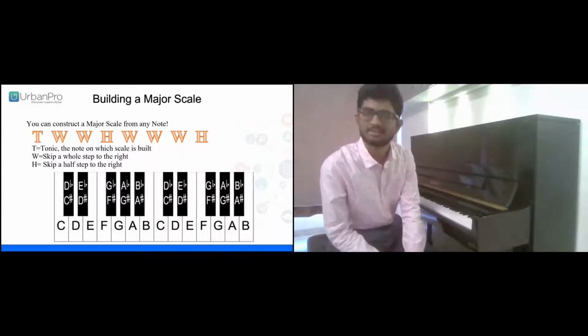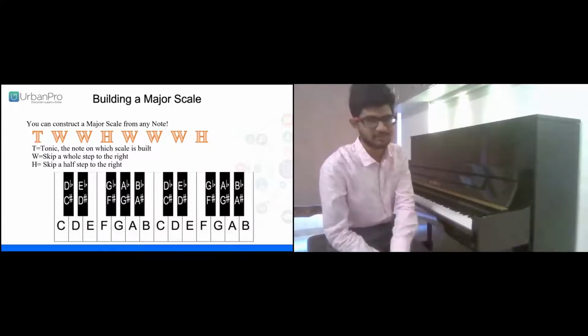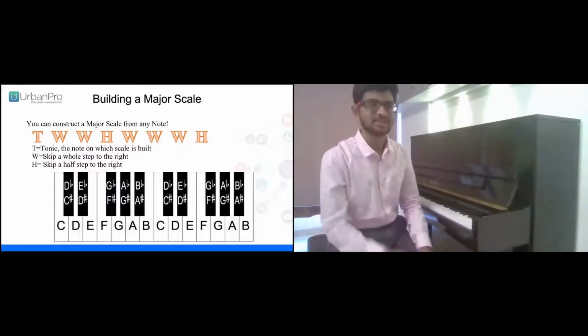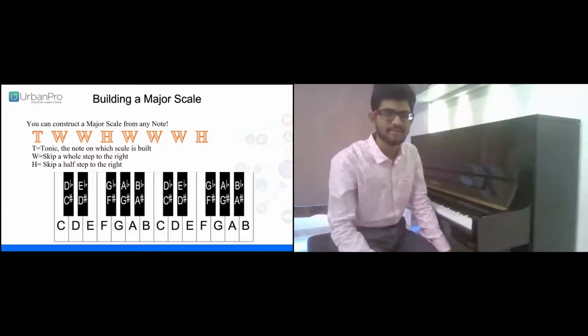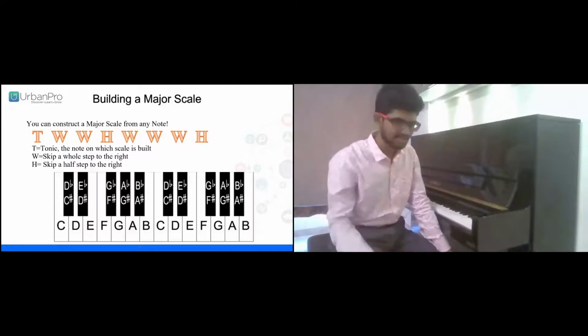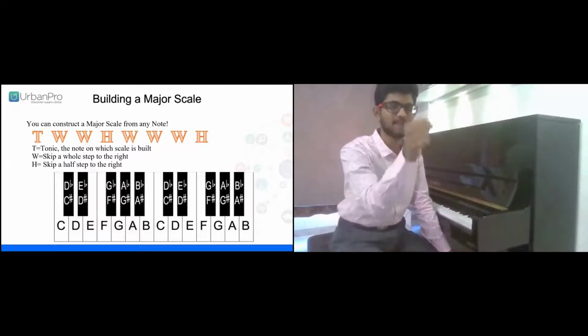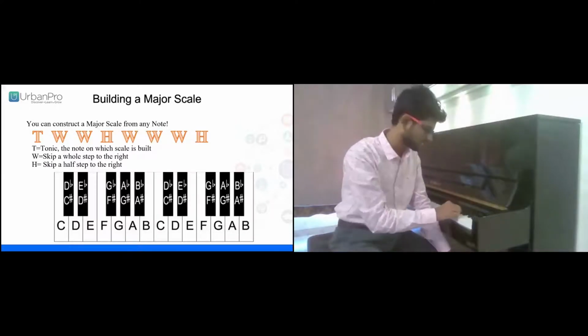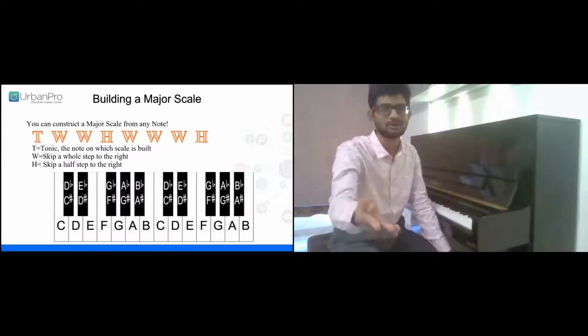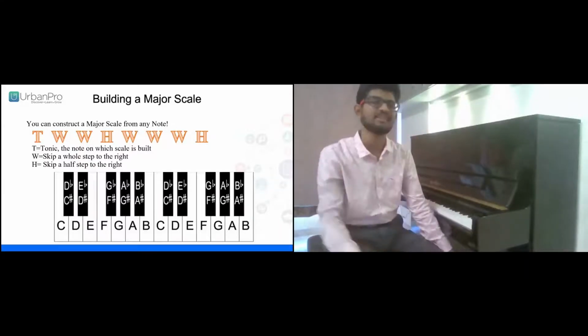And yeah, so let's see what W stands for. It basically stands for skipping a whole step to the right. So as you can see on the screen right now, if I skip a whole step to the right from C, I'm basically skipping the black note, because I'm just skipping the next note and then moving on to the next one. That's basically self-explanatory.